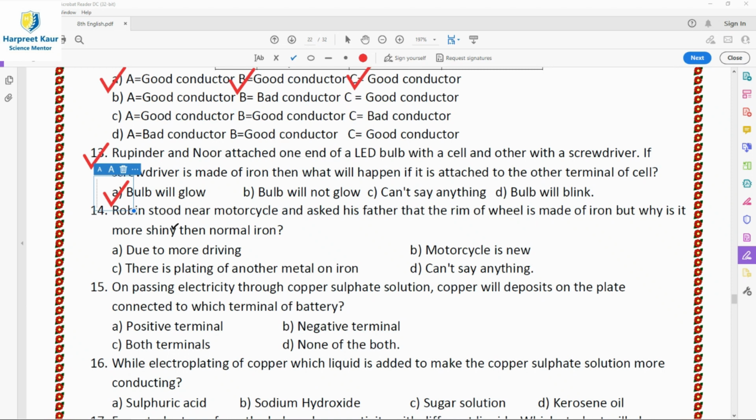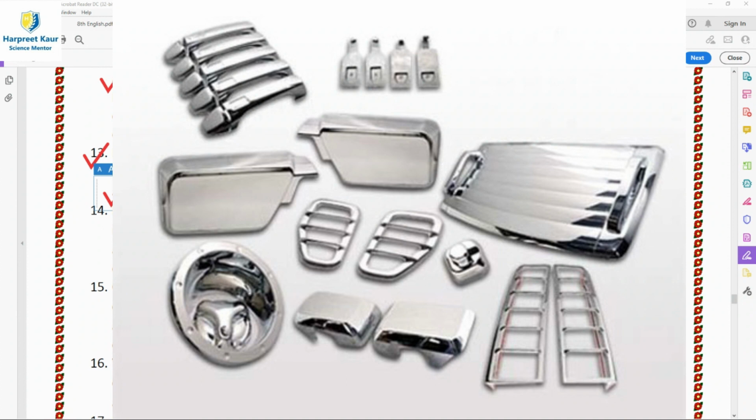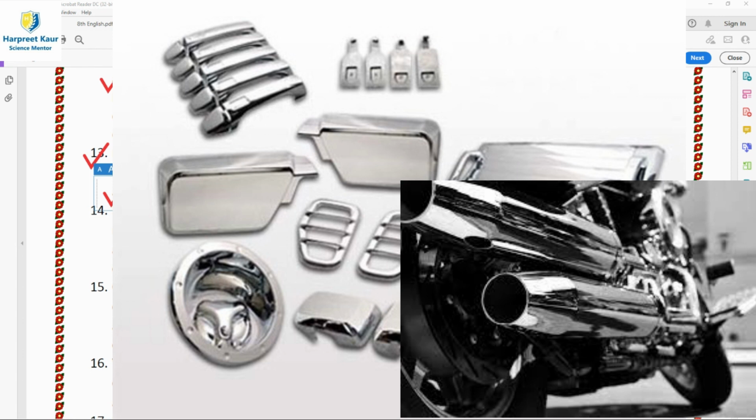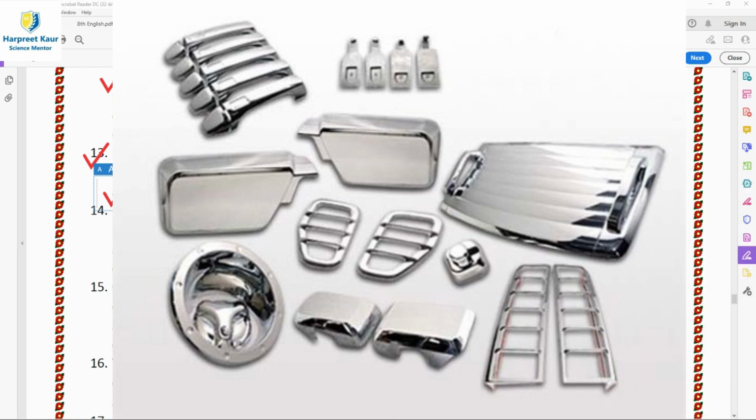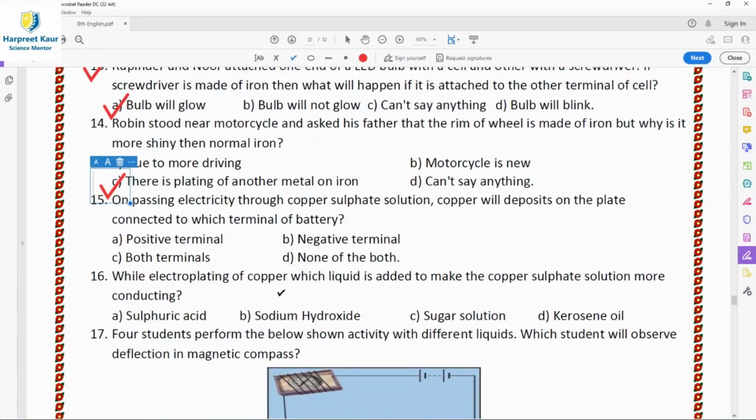Then question 14. Robin stood near a motorcycle and asked his father that the rim of the wheel is made of iron, but why is it more shiny than normal iron? We have just read that electroplating is done with another metal. In this case, the rim of the wheel is made up of iron, but the coating is of chromium. So chromium plating is there, and that gives the shine to the rim. So option C, that there is plating of another metal on iron, is the right answer.